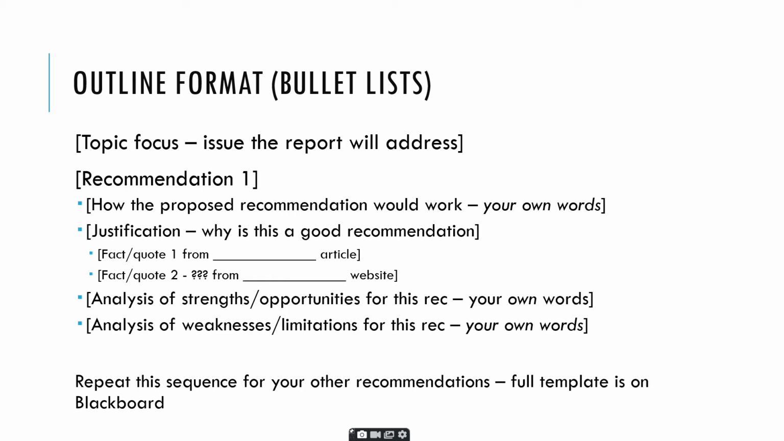So you can put it out there in terms of the strengths, the opportunities that are available, as well as the weaknesses or limitations. And the more ideas you come up with, the better in the outline, because then it'll be a lot easier to write them out in kind of paragraphs. And like it says there, you just repeat this sequence for your other recommendations. Of course, the full template is on Blackboard. You've almost certainly seen that by this point, but if not, definitely check that out. And again, your task is just to replace my templated language there with your actual content.